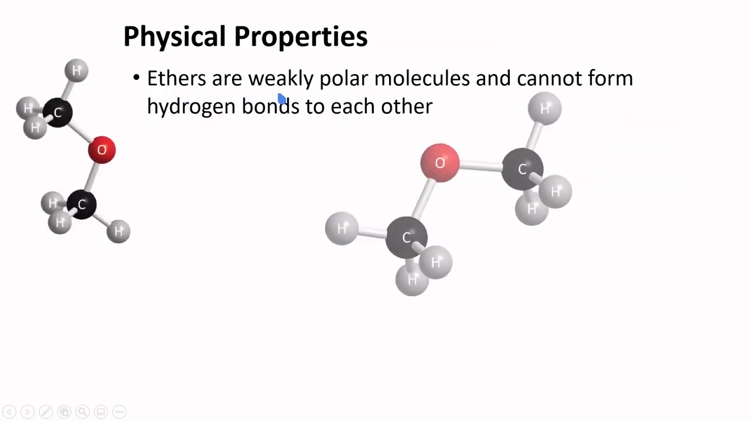Ethers are weakly polar molecules. They have dipole moments because of the bent arrangement of atoms around the oxygen. There's a net dipole moment going to this direction.